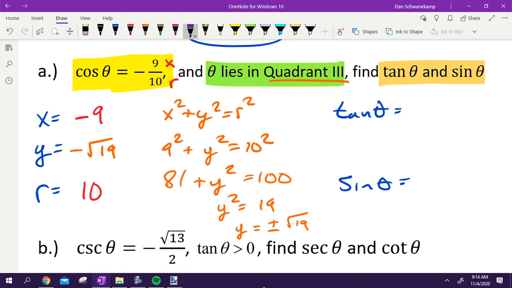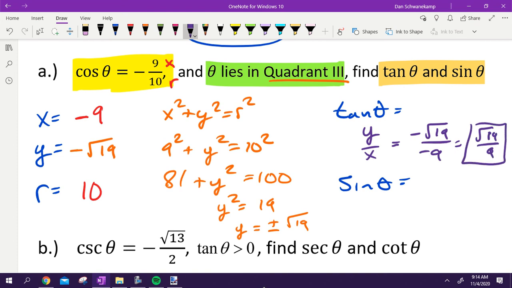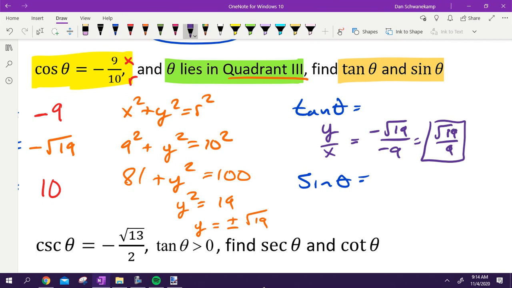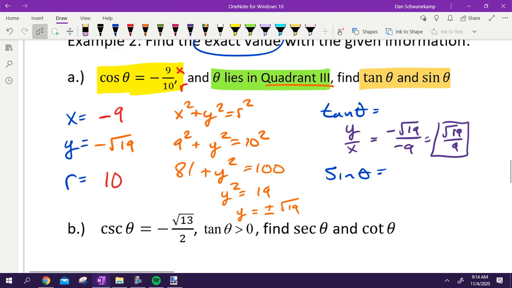All right, I'm doing tangent. Tangent is y over x. So my y is negative radical 19. My x is negative 9. So my answer is radical 19 all over 9. Once you get your x, y, and r, it's just the same thing we do every time. Sine of theta. If I'm doing sine of theta, sine means y over r. So if I'm doing y over r, it's negative radical 19 all over 10. Done.